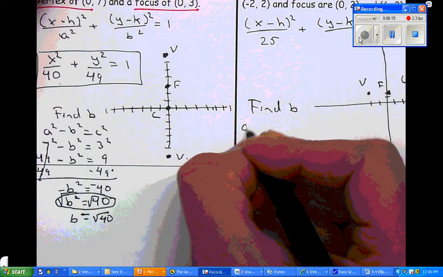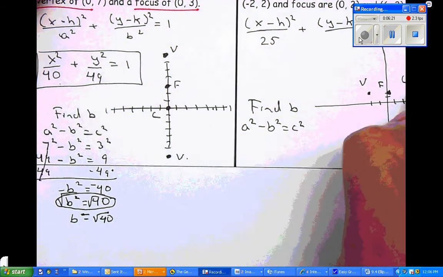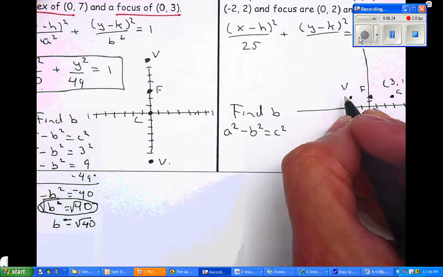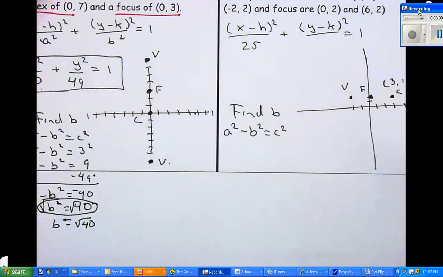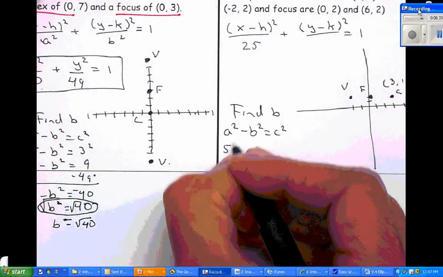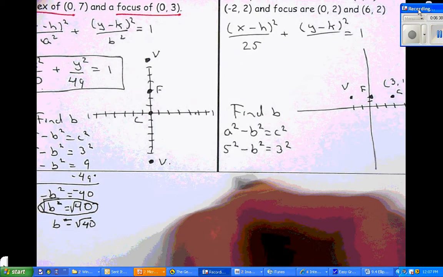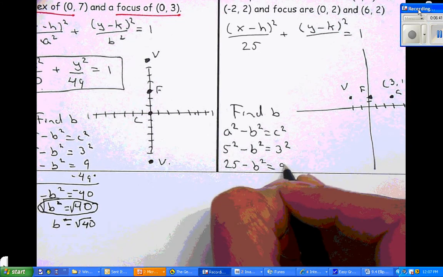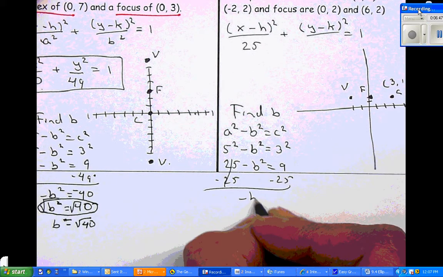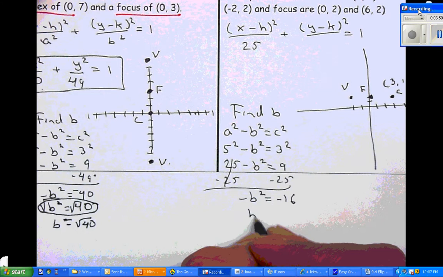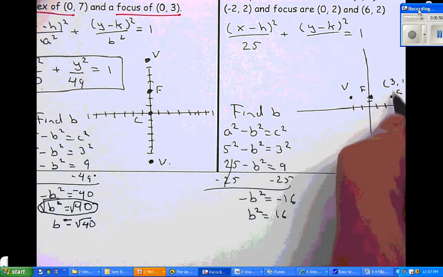We are going to use the same formula, a squared minus b squared is equal to c squared. The value of a is the distance from the center to the vertex, and that distance is 5. So this will be 5 squared minus b squared. c is the distance from the center to the focus, which is 3 squared. 25 minus b squared is equal to 9, and we solve for b. Minus 25 on both sides. Negative b squared is equal to negative 16. So b squared is equal to 16. b will be 4. If we needed to graph it, we know that'll be up 4 and down 4.